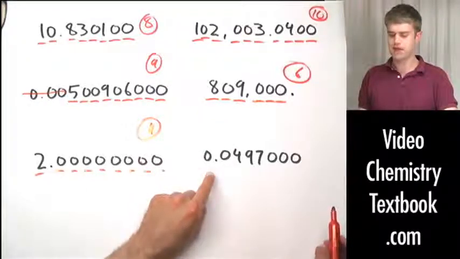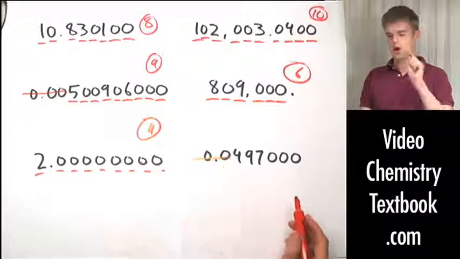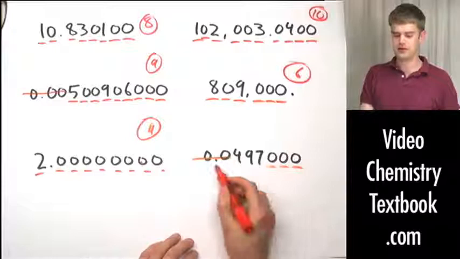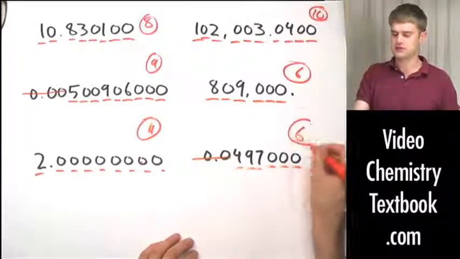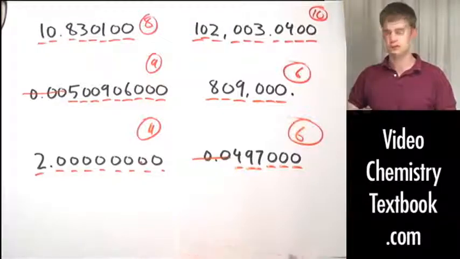And finally, a number here. Zeros to the left of significant digits are never significant. Zeros to the right, these 3 will be significant because of that decimal point, which means that there is a total of 6 significant digits in this number.